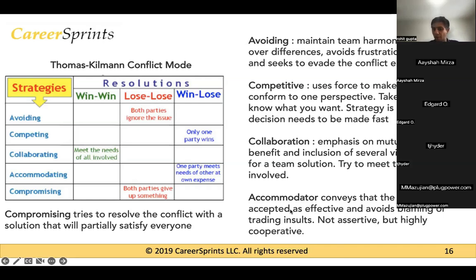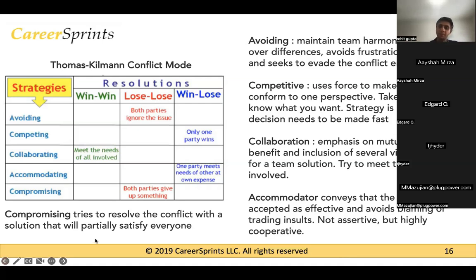Next is accommodating or accommodator, right? So like it says, accommodator conveys that the other party is accepted as effective and avoids blaming, trading insults, not assertive, but highly cooperative. So accommodating, you can think of it, it's the opposite of competing. So in compete mode, you want to win. In accommodating, you are losing because for whatever reason, you want to let the other party win, right? So here, you're not being assertive, you're being very cooperative. You're letting the other person have their own way or do things the way they want to.